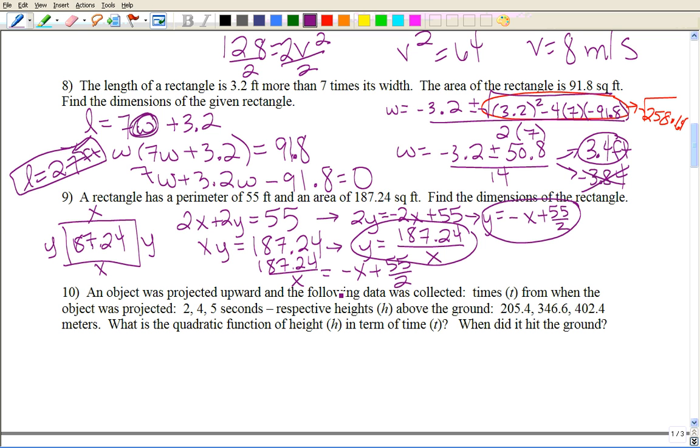So if I rearrange this a little bit and work with it so that I can have everything on one side of the equal sign. In other words, first I'll multiply everything by x to get rid of this x in the denominator. And then I'll subtract the 187.24 over. And I'll end up with negative x squared plus 55 over 2 times x minus 187.24.